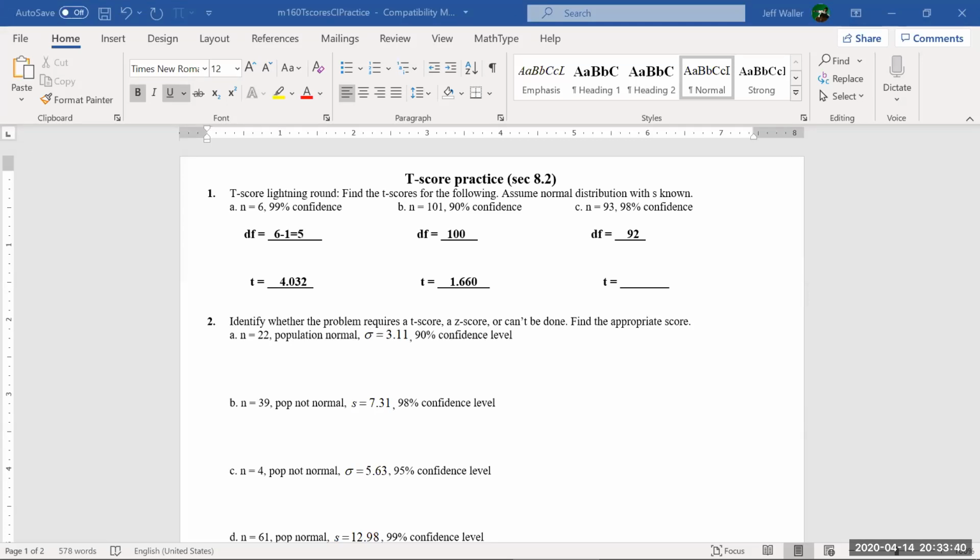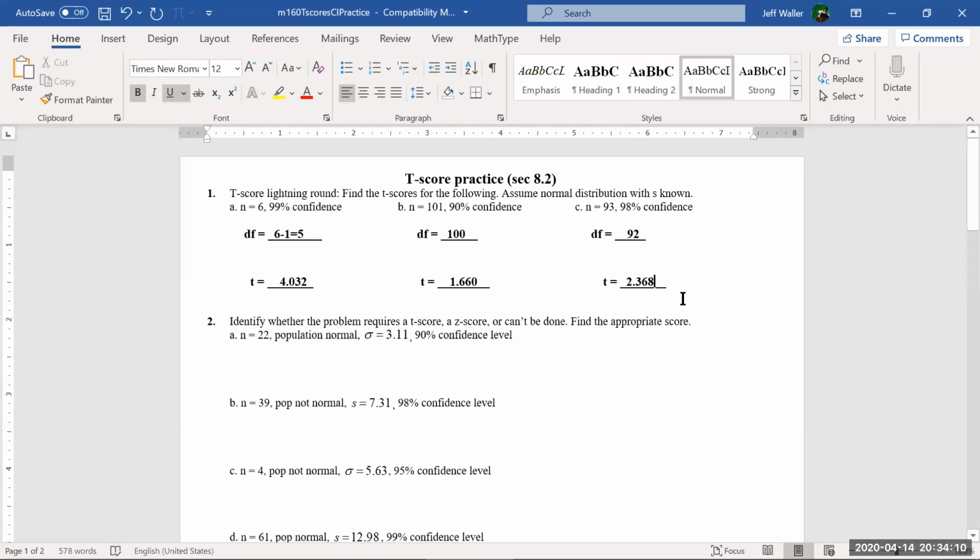But when I try to find 92, oh no. So what you always want to do, pretty much always, is if the degrees of freedom isn't on here, you go down further. So I'm at 92, I'm going to go to 90. 2.368. You always kind of penalize yourself for something you don't know, so you're going to make the t-score a little bit bigger. So I'm going to use 2.368 for that t-score.